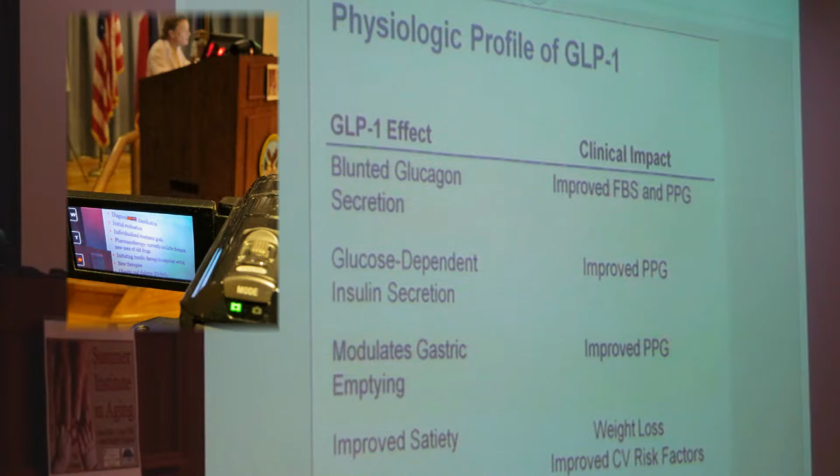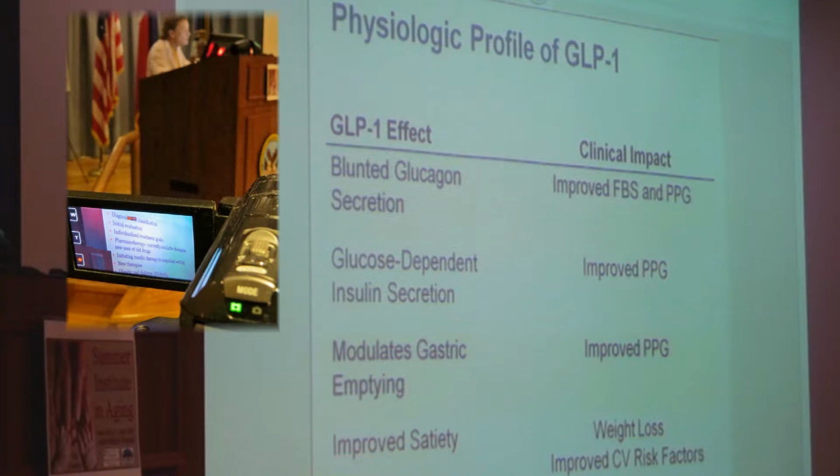So these drugs blunt glucagon secretion, and we forgot that type 2 diabetes is a high glucagon state. When this class came out a couple years ago, I went, oh yeah, that's right. I remember from my physiology days, type 2 diabetes is a high glucagon state. We haven't been dealing with that for years. Well, the GLP-1 drugs blunt glucagon secretion, and that's another way of improving both the fasting blood sugar and the blood sugar after eating.